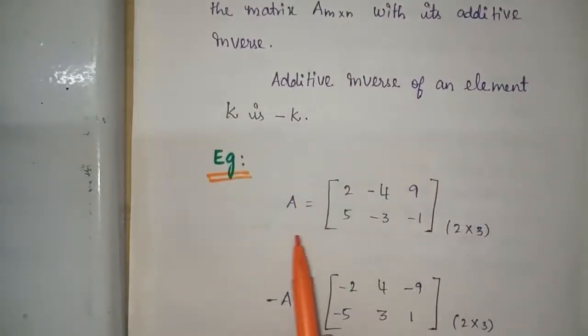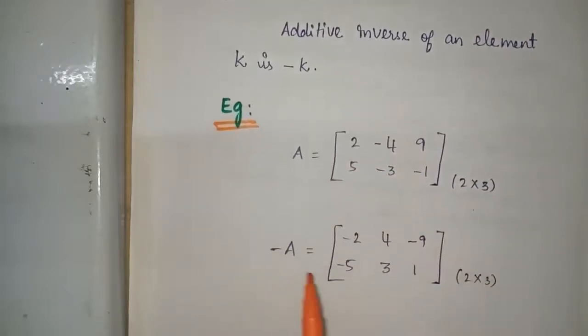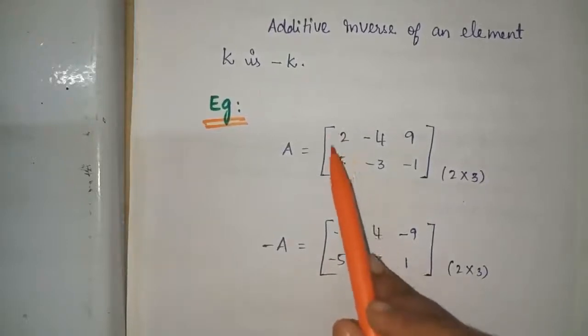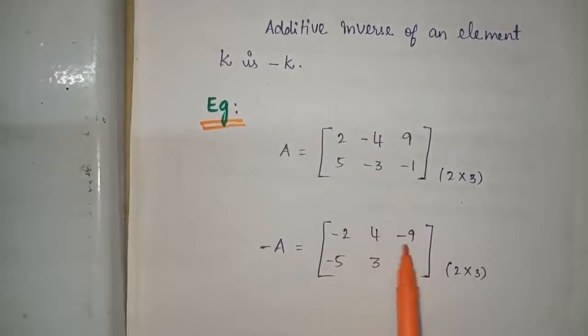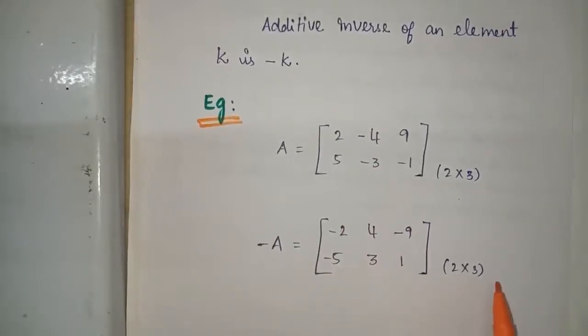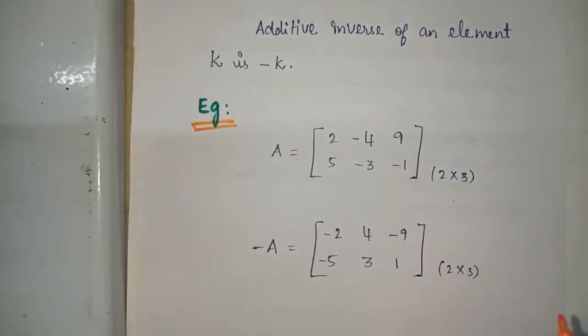So for example, A is equal to 2 minus 4 9, 5 minus 3 minus 1. This is a 2 cross 3 matrix. So minus A is equal to plus 2 will become minus 2. Minus 4 will become plus 4. And minus 9, minus 5, 3, 1. This is also a 2 cross 3 matrix. This is an example of negative of a matrix.